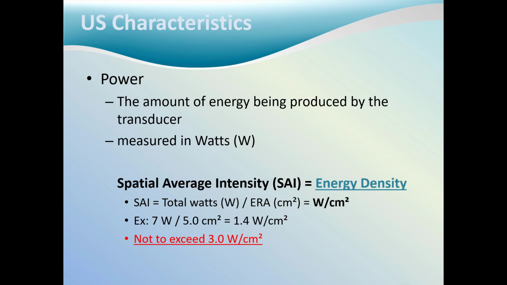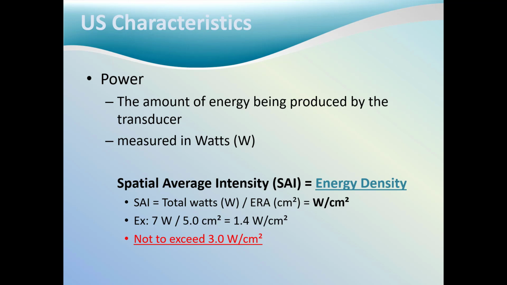The spatial average intensity, or SAI, describes the amount of energy passing through the sound head's effective radiating area, or energy density. The spatial average intensity is a measure of the power per unit of area of the sound head. The SAI is calculated by dividing the power of the output, measured in watts, by the ERA of the transducer head, measured in square centimeters.